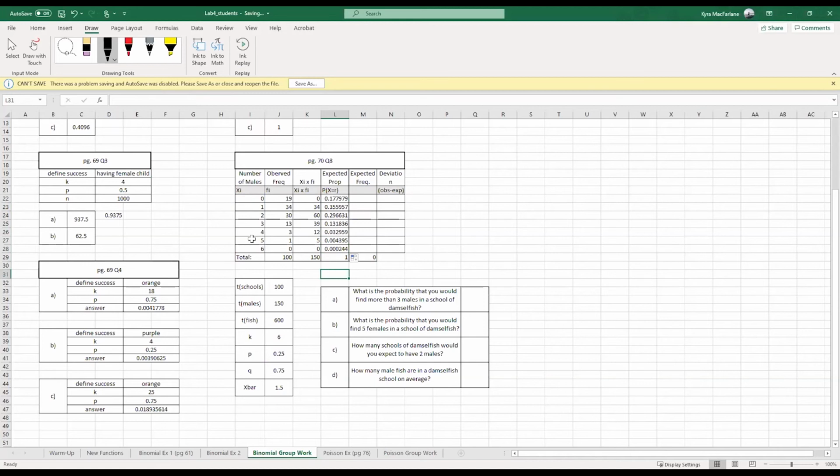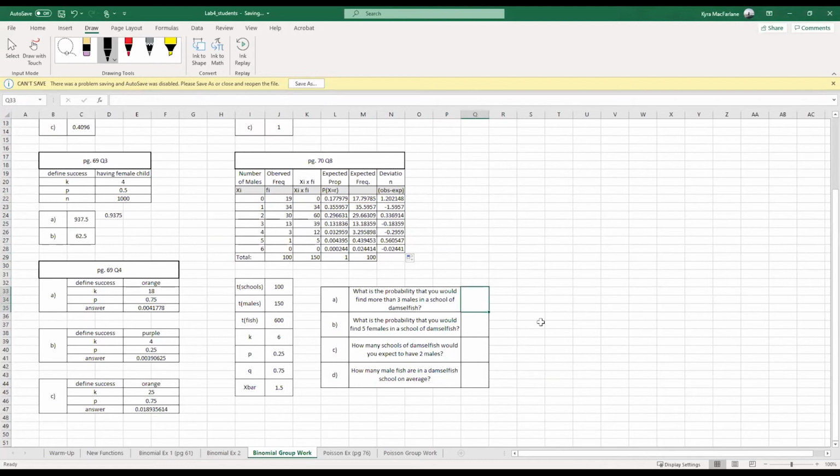There we go. So those are the individual probabilities of each number of observations of males per group of 6 damselfish. Our expected frequency is our expected proportion times our number of samples, which again, I'm going to anchor. And finally, our deviation is the observed frequency minus the expected frequency. So now we can answer the question.